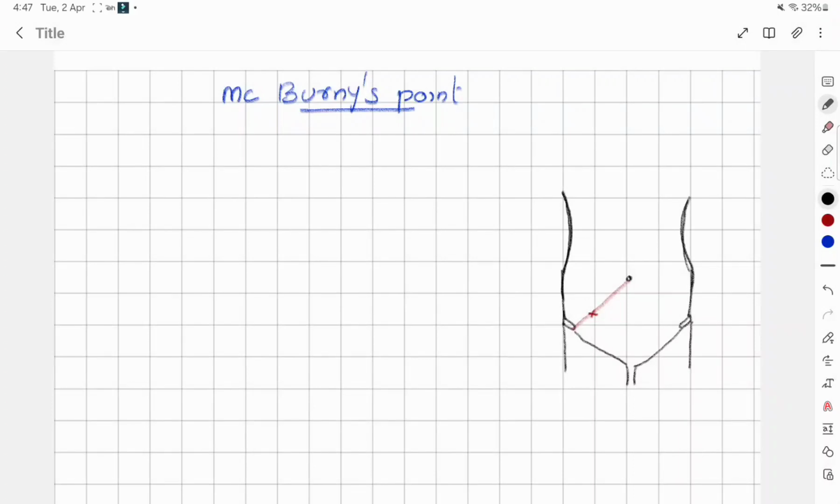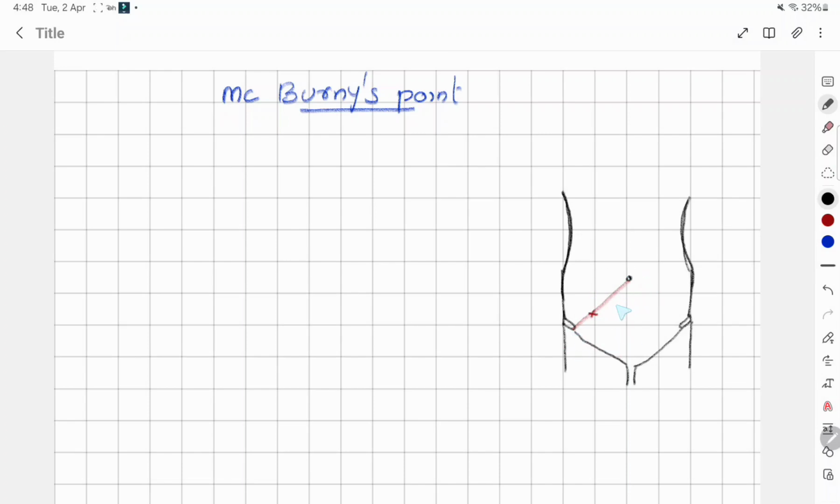Hello, let us learn McBurney's point. What do you mean by McBurney's point? McBurney's point is the point between the medial two-third and lateral one-third of a line drawn connecting the umbilicus and the anterior superior iliac spine.